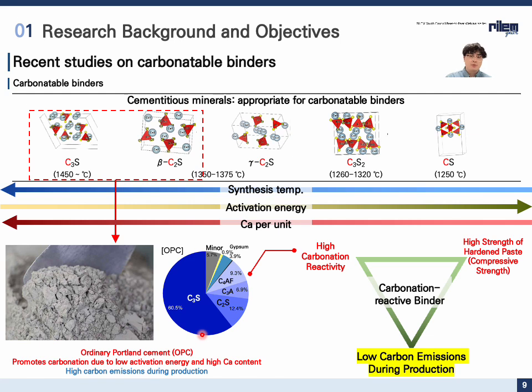Especially the OPC, ordinary Portland cement, mainly consists of C3S, which promotes rapid carbonation due to its low activation energy and high calcium content. However, it requires a high synthesis temperature, resulting in a high amount of CO2 emission during production. Therefore, ongoing research targets alternative minerals with lower synthesis temperatures and reduced emissions, offering improved sustainability without compromising strength and reactivity.